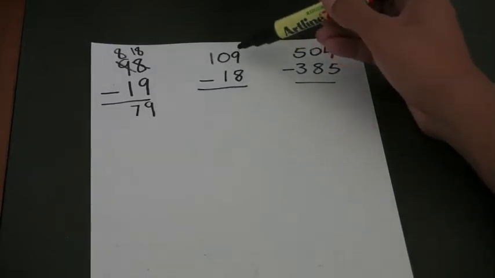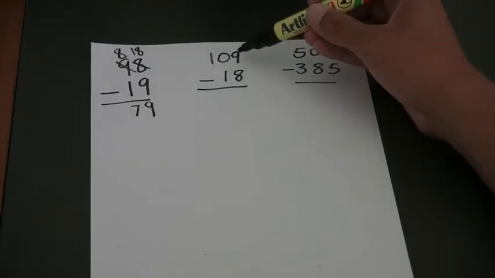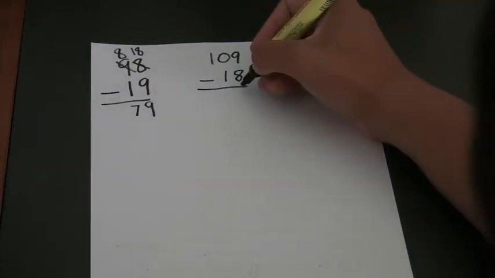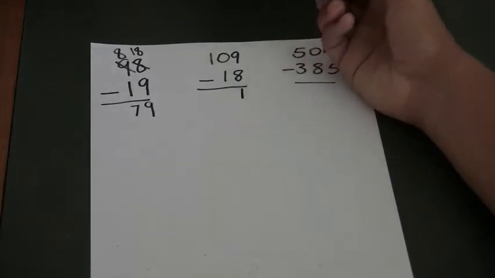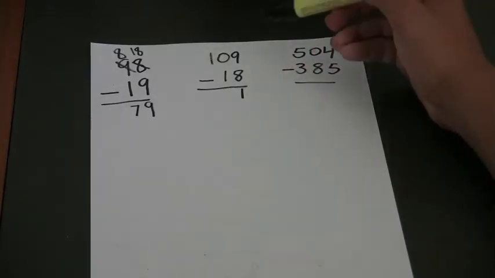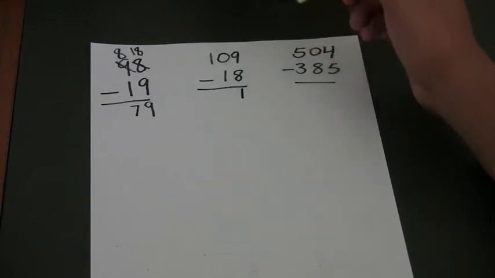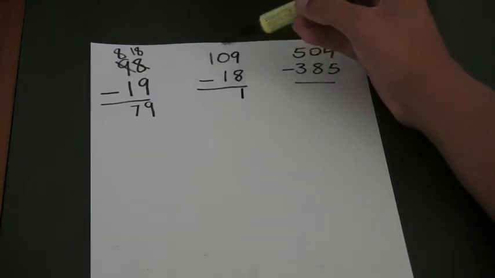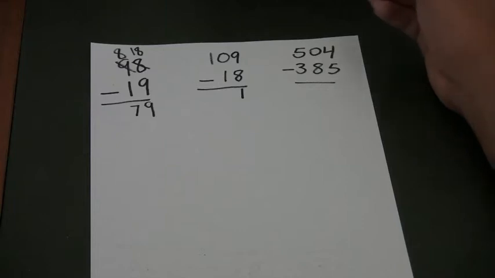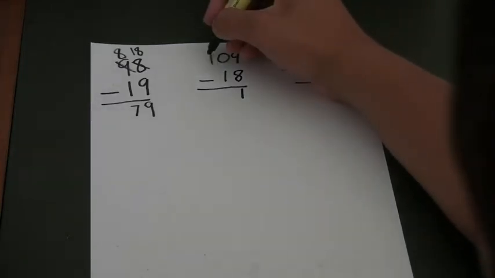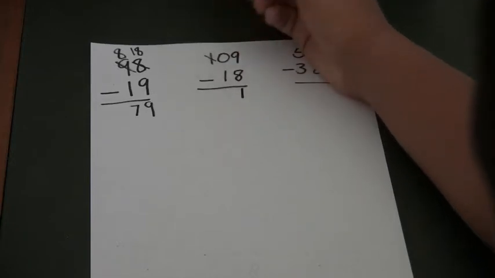So always start in the ones. 9 ones take away 8 is going to give me 1 unit, or 1 one. Now, do I need to borrow or regroup? No. I can move over to my tens. I have 1 ten that I'm going to be taking away from 0 tens. I can't do that, can I? So I need to borrow from my 100s place.